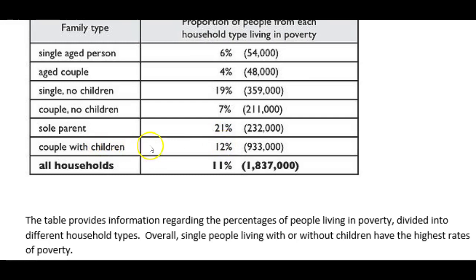So I talked about couples with children, and the thing that I found really interesting is how close it is to the average for all households, okay? So I even used a linking word like surprisingly, 12% of couples with children are also under the poverty line, with a total of 933,000 people.